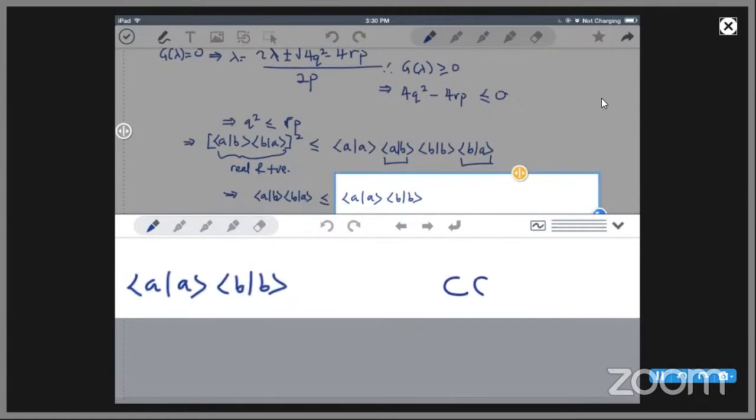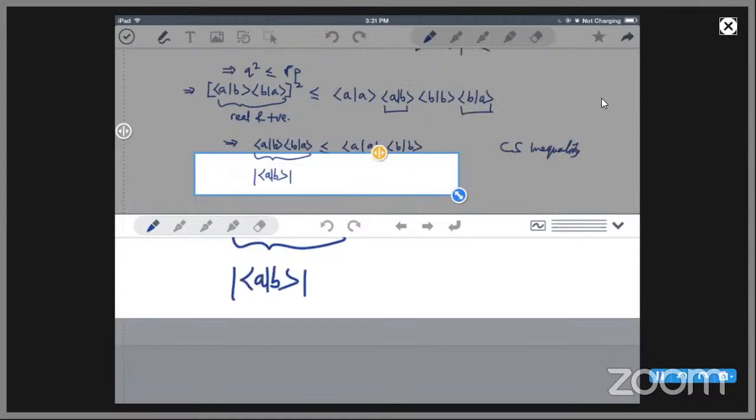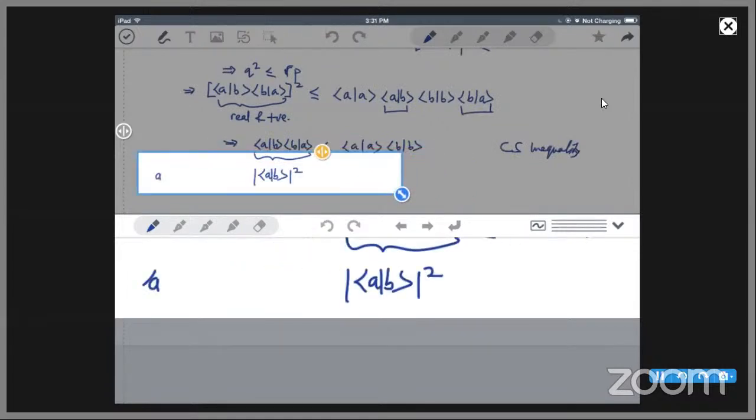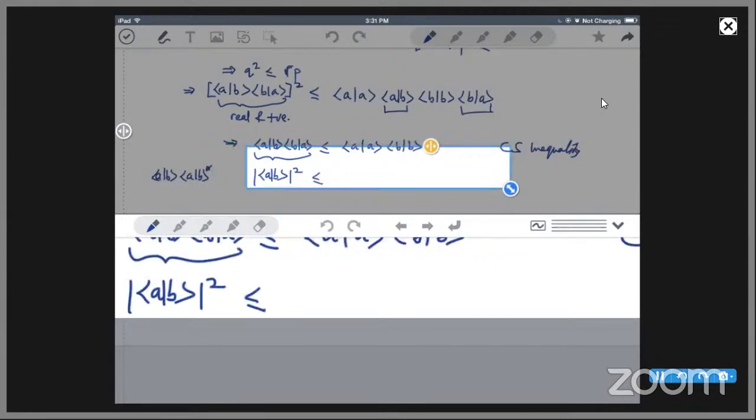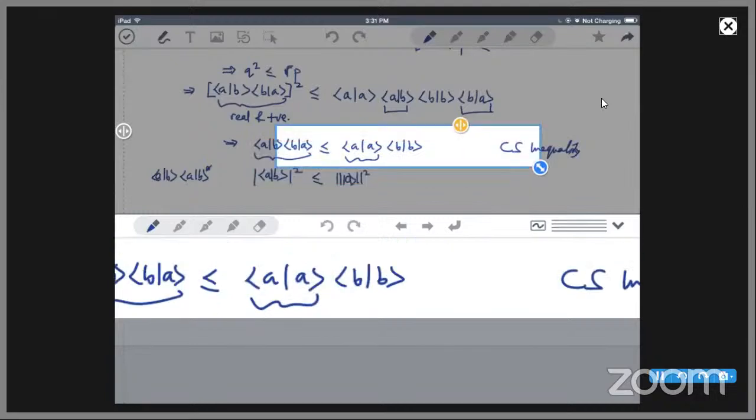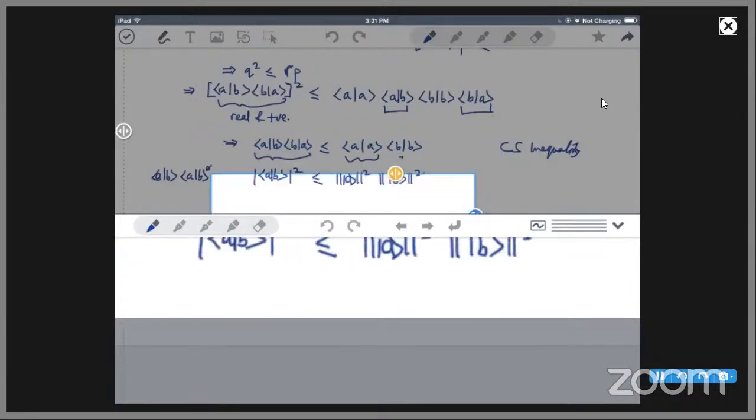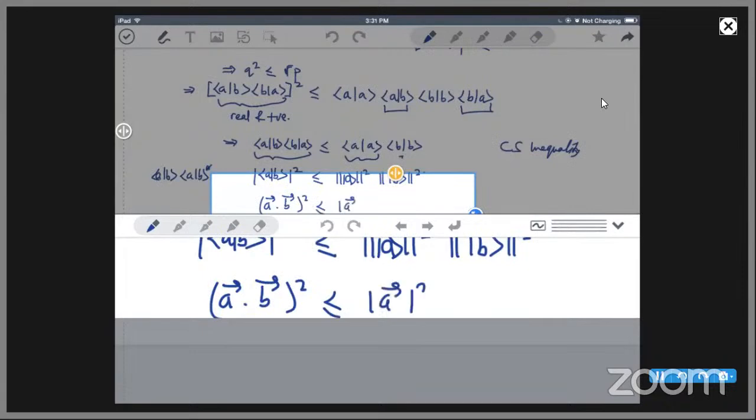So this is your characterized inequality. This one, we can write as the modulus of AB squared, because it's the same thing as AB times AB star, is less than or equal to this. If you like, you can write it as the norm squared of A times the norm squared of B. If you are doing vectors in high school, it will be A dot B squared is less than or equal to modulus A squared times modulus B squared. So this is your Cartesian inequality.